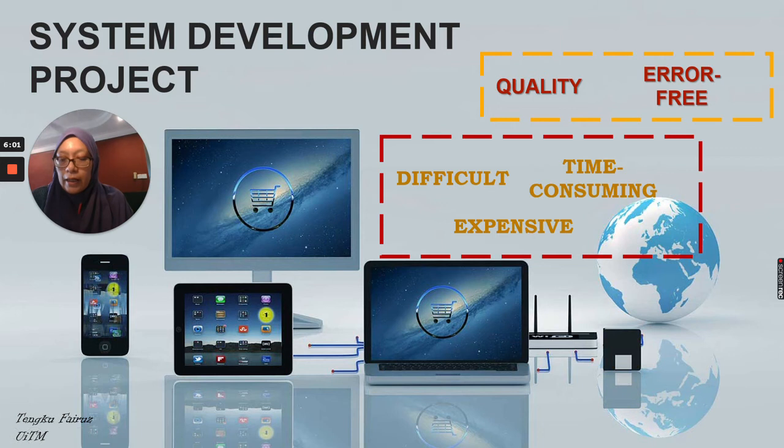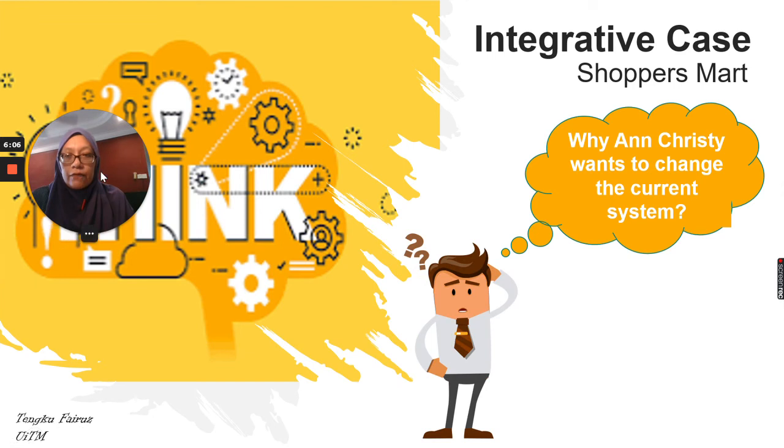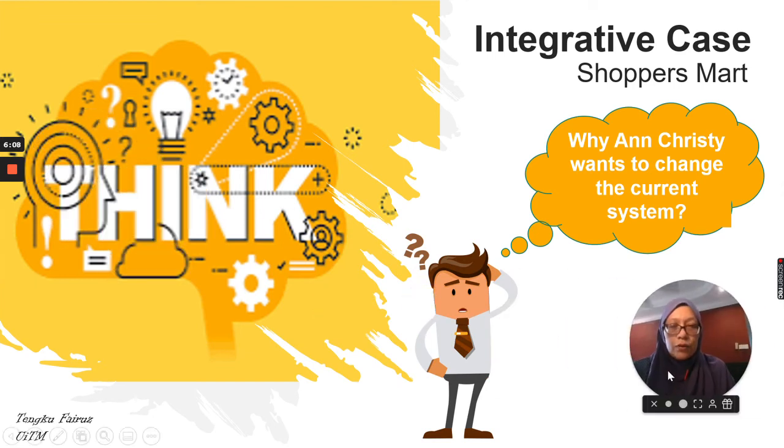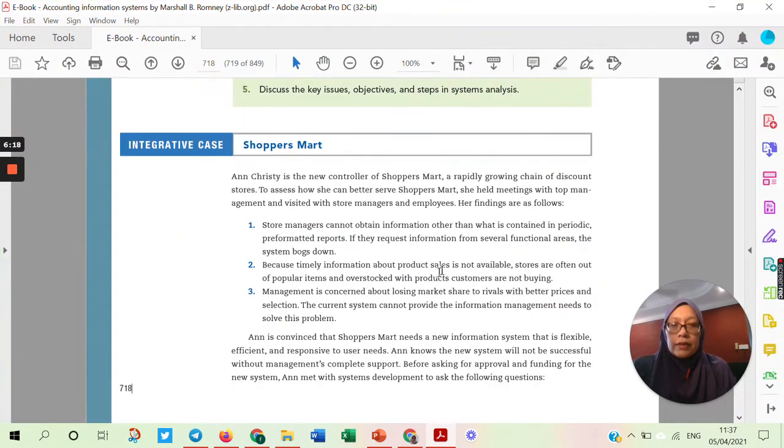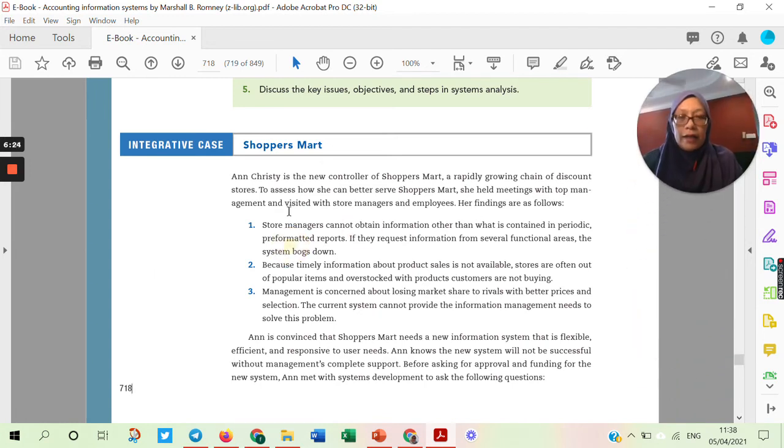Okay, and then if you refer to the integrative case, you can also refer to the integrative case in the first part of the chapter. So I'll show you the case. Okay, so this is the case. In this case, they mention Anne Christie. She is the new controller of ShopperSmart, and ShopperSmart is rapidly growing in the discount stores.